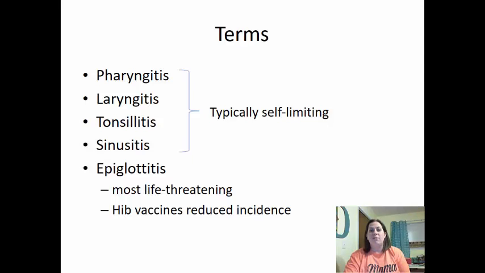Laryngitis is going to be inflammation of the larynx. Tonsillitis is inflammation of the tonsils. And sinusitis is the inflammation of the sinuses. Now, these are all typically self-limiting. We also have epiglottitis. This is going to be the most life-threatening. Now, why this is considered life-threatening is that the epiglottis is what covers the trachea when you swallow. So if this is inflamed, eventually it's going to cause you to potentially aspirate.